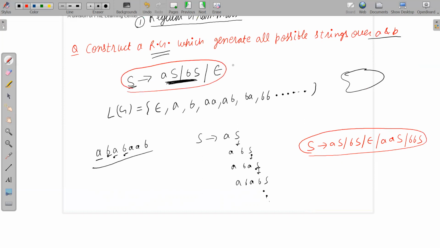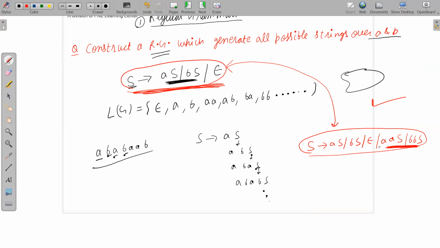Pause the video and try to think about it. Are these two grammars equivalent or not? 100% these two are equivalent. You cannot say that these two extra production rules will generate some extra strings, because I have already said all possible strings over A and B can be generated by this grammar. If all possible strings are already generated, then how can you generate some more strings? So this won't increase any power.